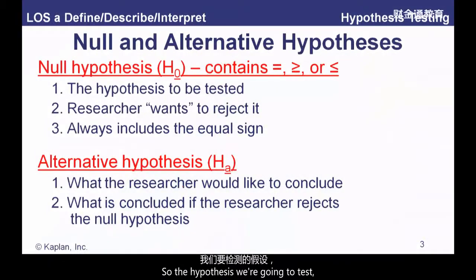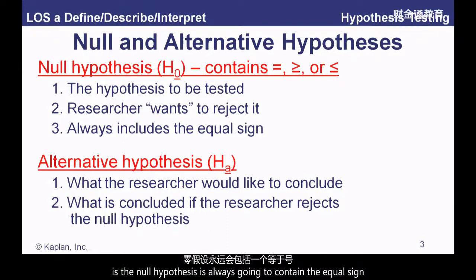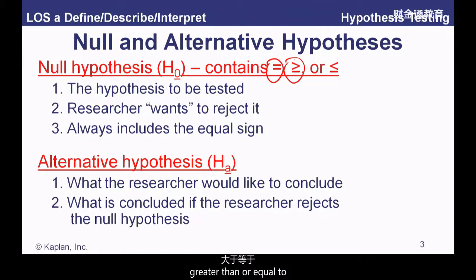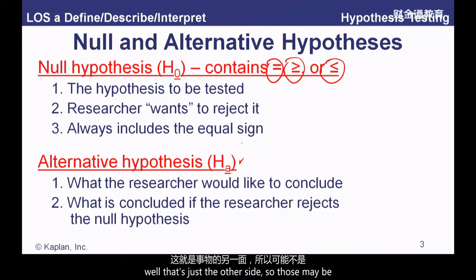The hypothesis we're going to test, we call the null hypothesis, H0 with our notation here. One way to keep this straight for the exam is that the null hypothesis is always going to contain the equal sign in some way or another. So the null hypothesis could be equal, greater than or equal to, or less than or equal to. And the alternative hypothesis down here, that's the one we are going to support if we reject the null hypothesis. Well, that's just the other side.